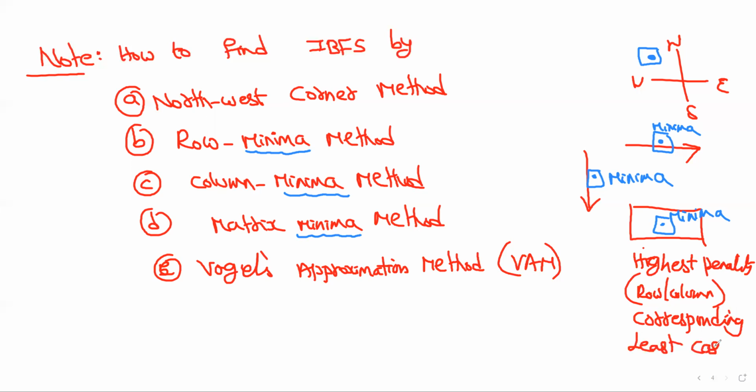Least cost. So in each problem, we're giving preference for least cost only. Here least cost is there: 1, 2, 3, 4. Here minimum is there, here also minimum is there, here also minimum is there. Here, highest penalty corresponding least cost we're doing. So if you observe, in all the methods, directly or indirectly, we're giving least cost preference.